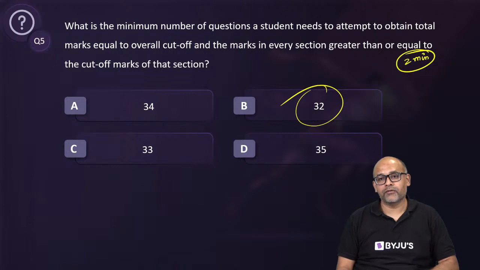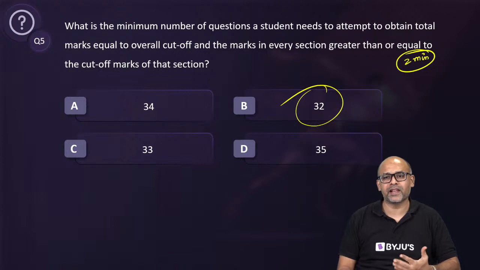For DILR, the 99 percentile would be somewhere around 30 to 33, or probably 35 also if the paper is slightly easier. But that's the range, right?